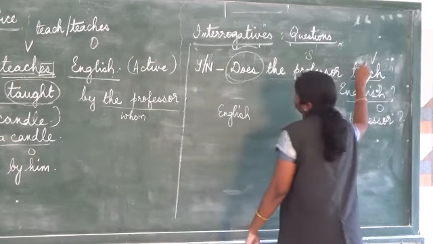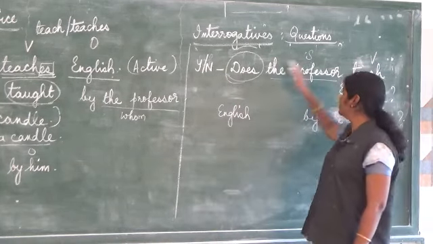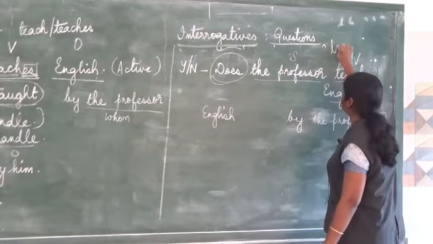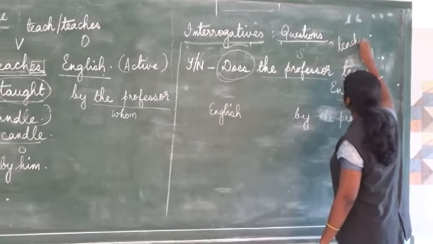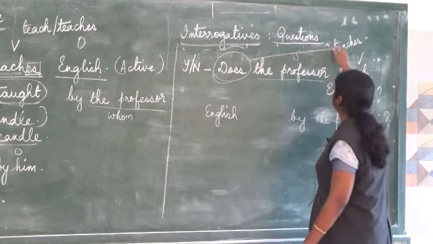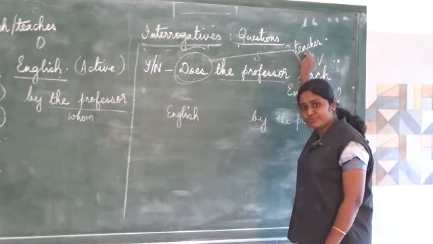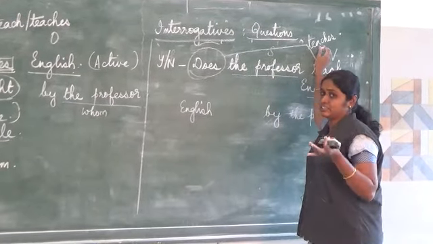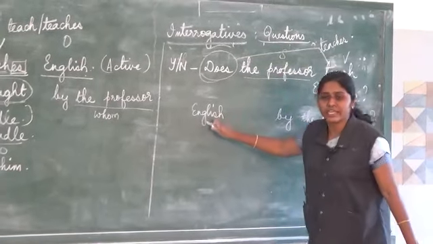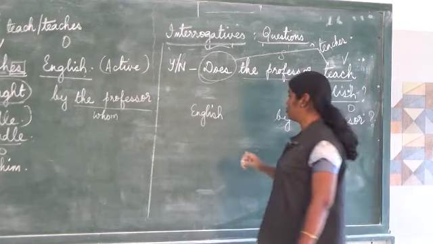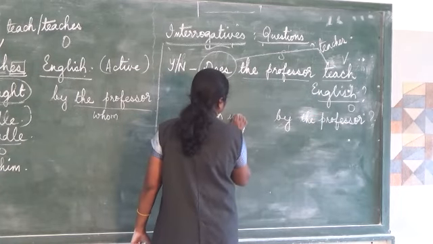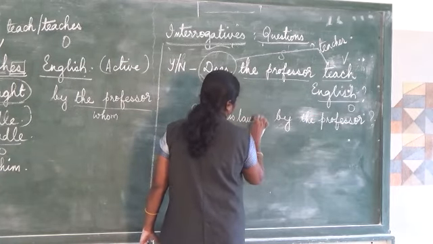This does plus teach alone remaining. This does plus teach becomes teaches. Clear? So what is the passive form of teaches? Am taught, is taught, are taught. So now again for English it is taught only. So you will write is taught.